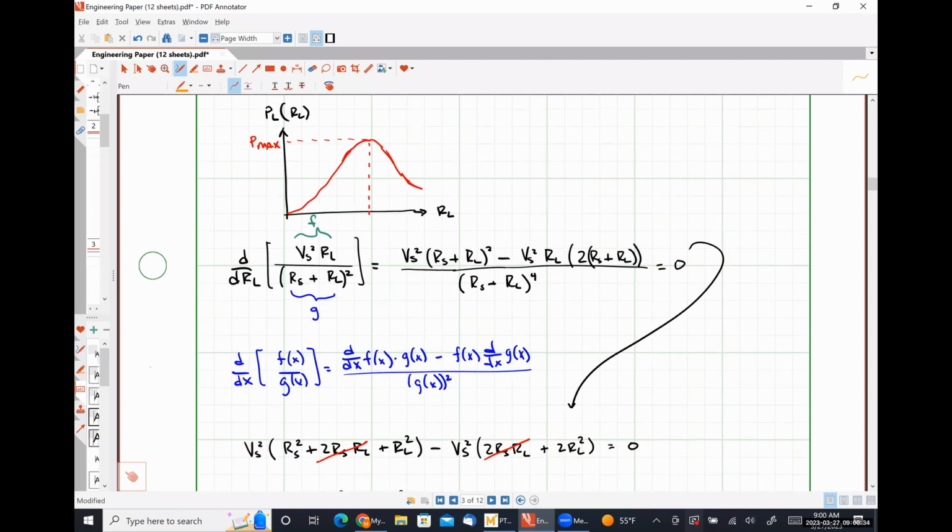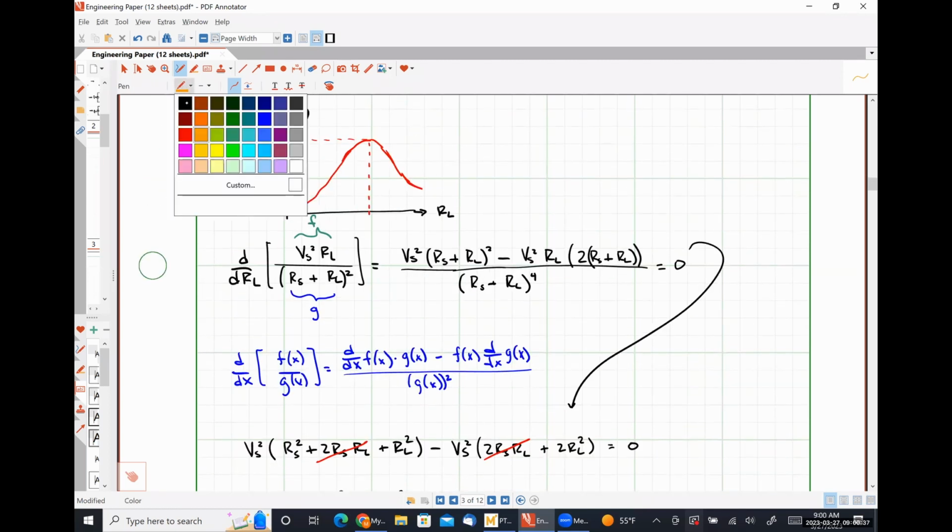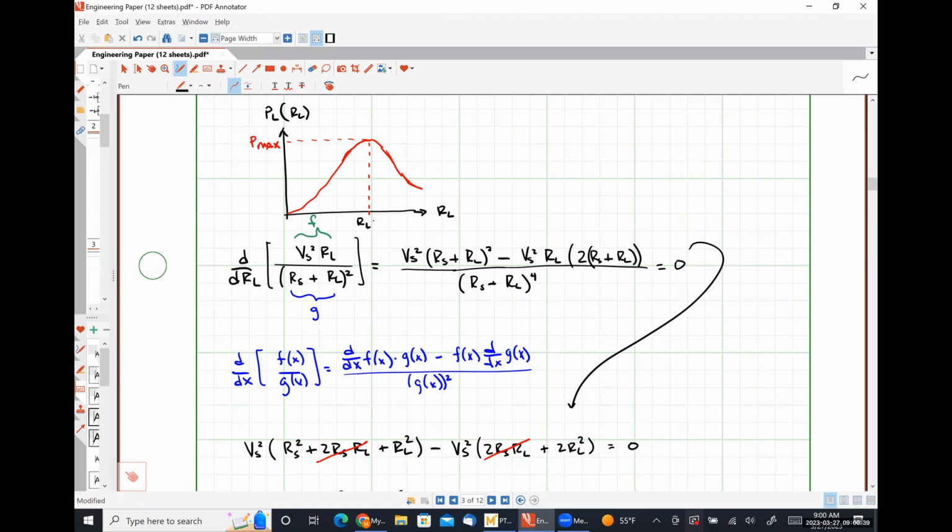Coming back up to my graph, I'm just going to write in here that RL is equal to RS. So maximum power transfer occurs when our load resistance is identical to the internal source resistance of our practical voltage source. We could do a similar derivation with a practical current source and we would see the exact same results, right? Maximum power transfer is always going to occur when our load resistance is equal to our source resistance.